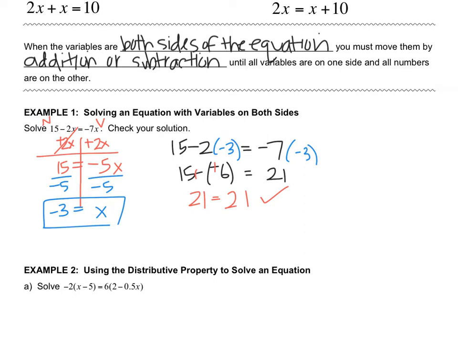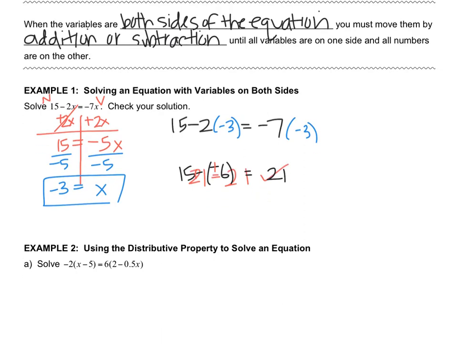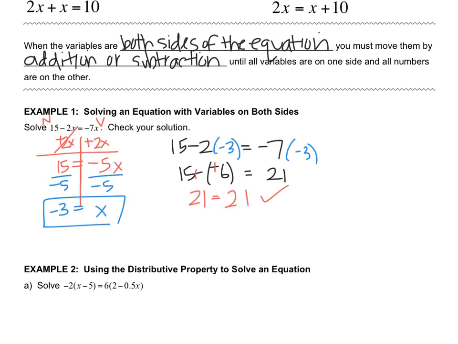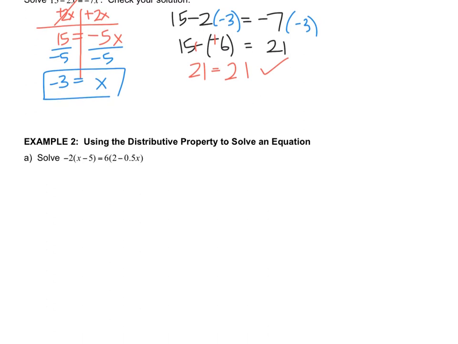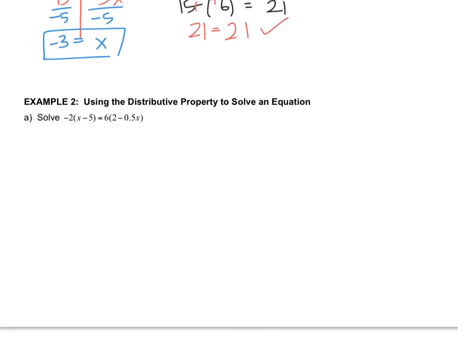In example 2, it looks a little more tricky, but don't worry, I got you. We're going to look at what we have to take care of first. So the first thing that it looks like we need to do is the distributive property. Let's just simplify all of these parentheses because you can't do inverses if they're being blocked by those grouping symbols.